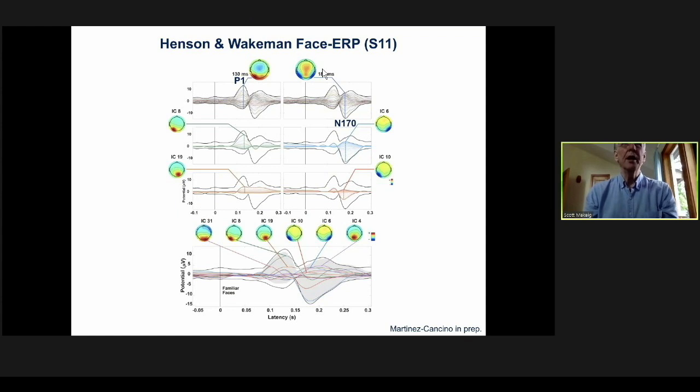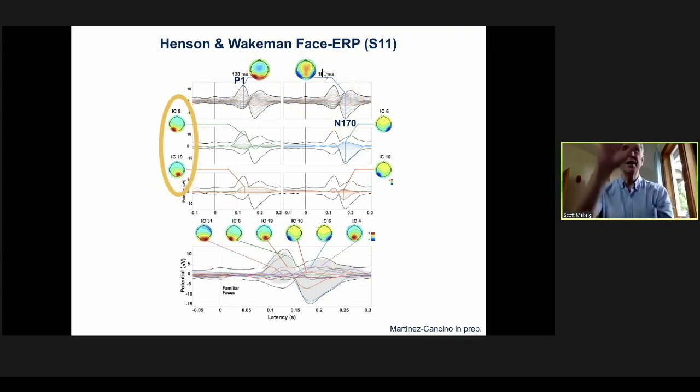in our everyday life. So here is the Henson and Wakeman data. Here is the face ERPs. These are all the channels. This is the P1 potential, and here is the N170 peak. I don't call those components, I call them peaks to distinguish from ICA component processes. So this is the famous N170 face potential.